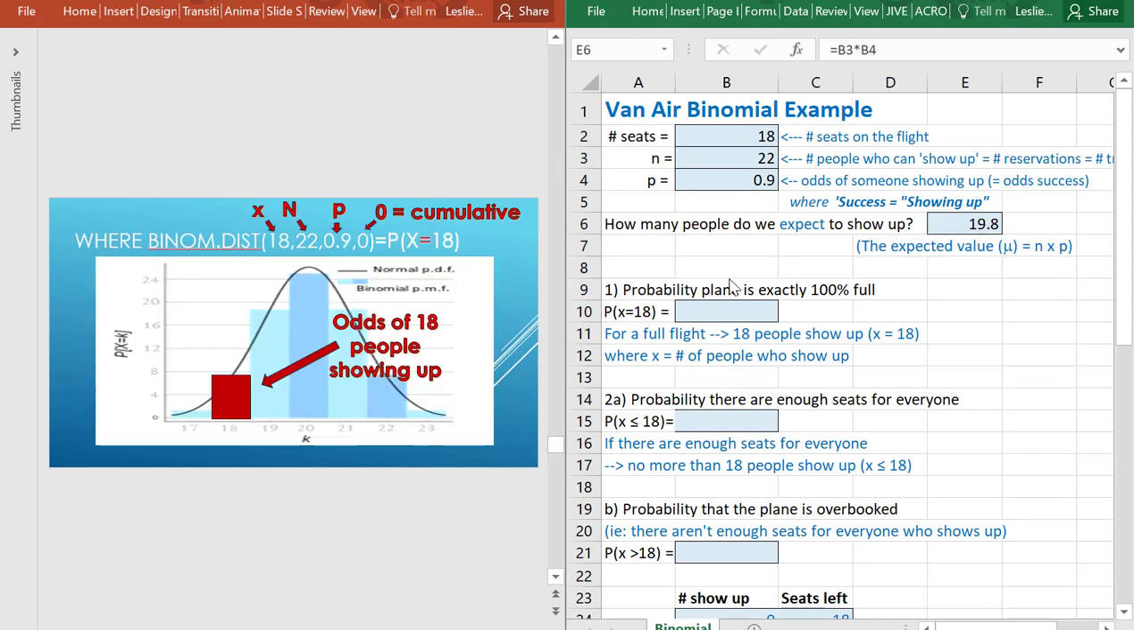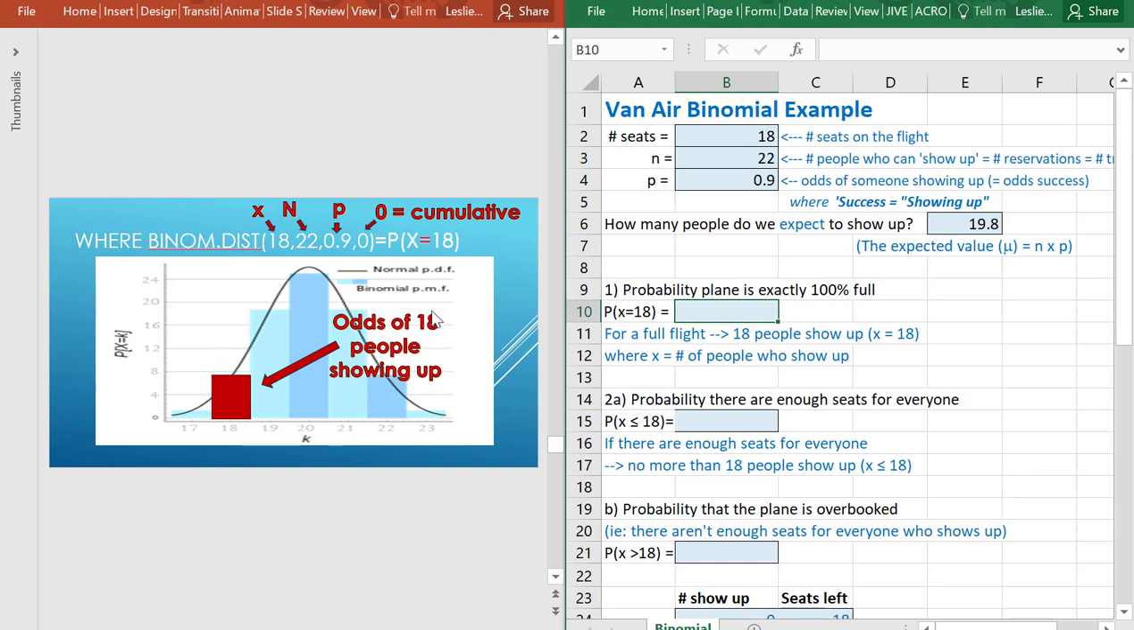Okay, so back to our graph here. That's roughly 20 people. You'll notice that the bar is very high right there. Our odds of exactly 20 people showing up is pretty likely. So again, we're going to want to re-examine how many reservations we allow for. We'll play with that later. So right now we expect 20 people to show up. That's too many. We only have room for 18. Now, what are the odds that the plane is exactly 100% full? So what are the odds that just exactly 18 people show up?